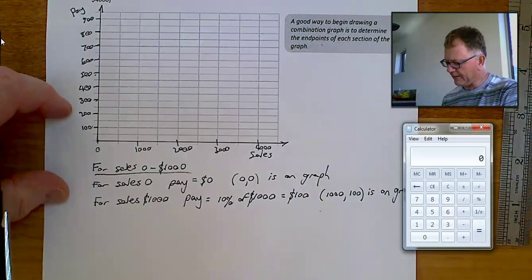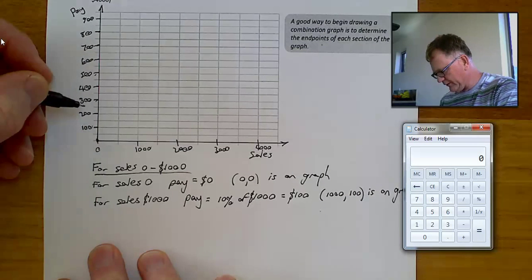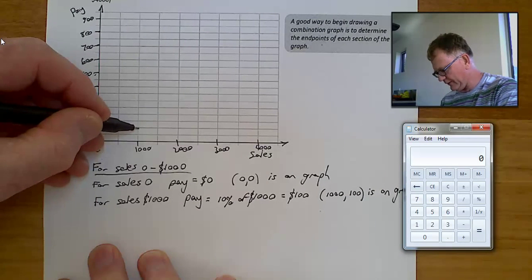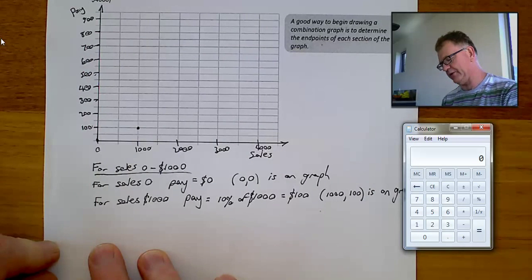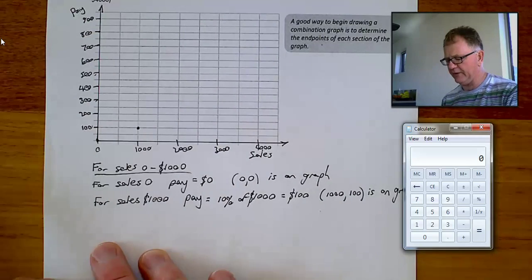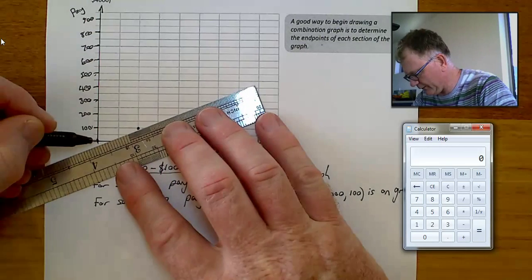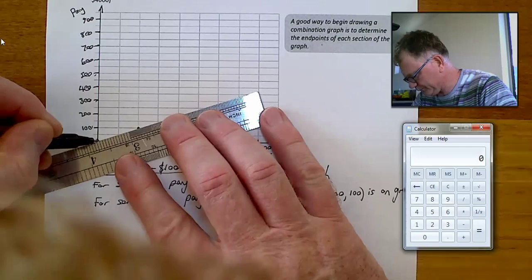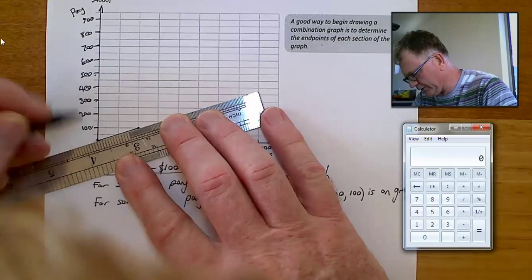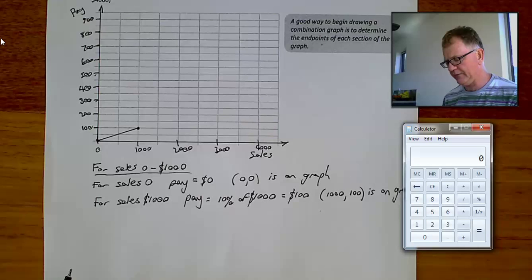Okay, now you can imagine we've got these 2 points on the graph, 0, 0, and sales 1,000, pay 100, and the more that he sells, the more that he earns between 0 and $1,000. It's going to go up in a nice linear fashion. So there's the first section of our graph. What we're actually doing is finding the end points of each section. The first section started at 0 and ended at 1,000.